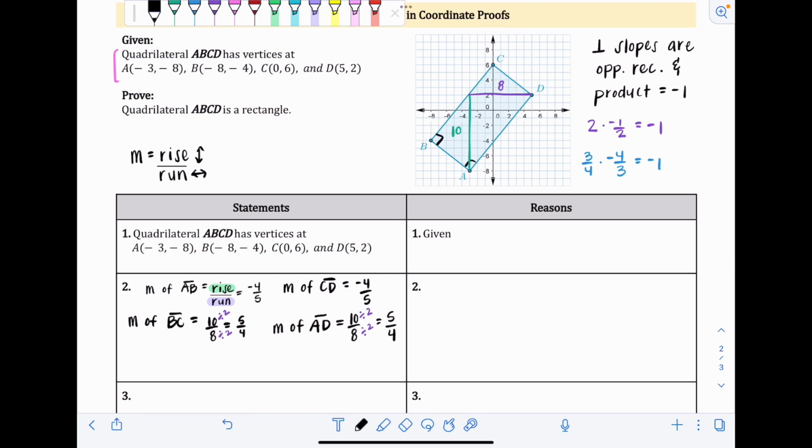Okay, and then for our reason for step 2, even though we did a different version of the slope formula here, we still just use the slope formula, which is kind of a different version with the rise over run. So for my reason, it'll be slope formula.